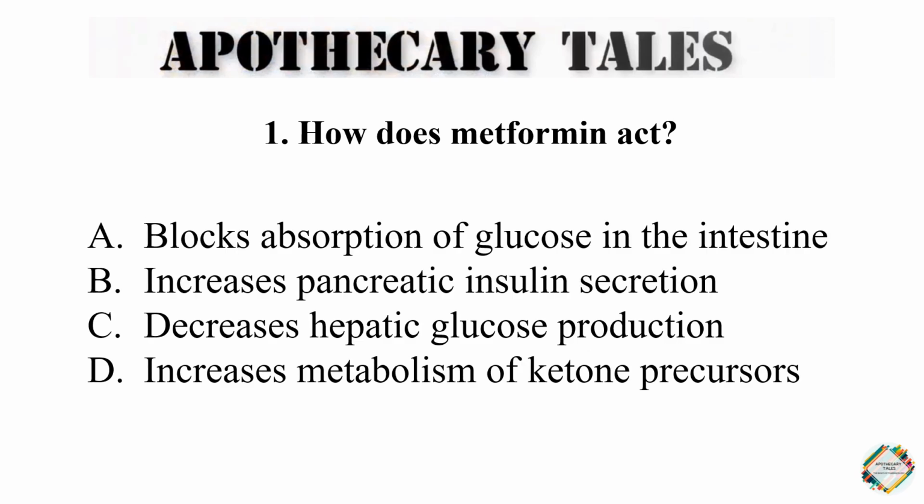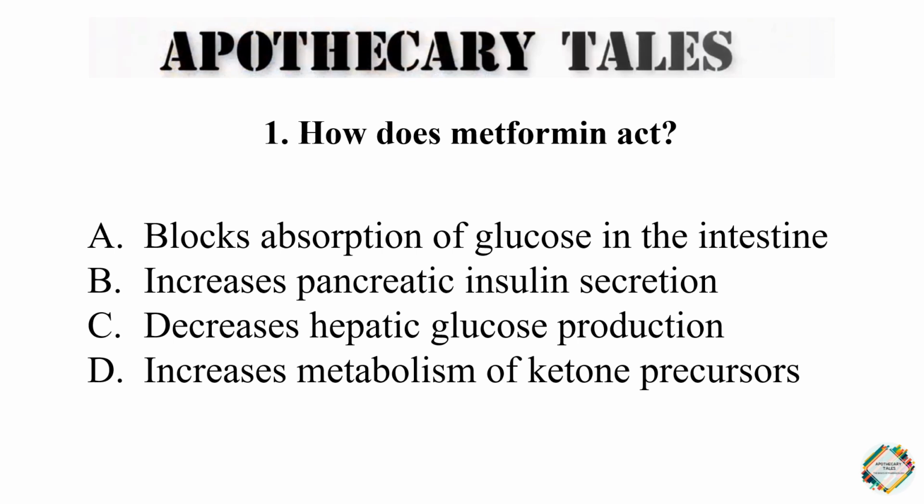So today we're going to go with the second part of the question discussion. So let's quickly look into it. The first question is, how does metformin act? Option A blocks absorption of glucose in the intestine. Option B increases pancreatic insulin secretion. Option C increases hepatic glucose production. Option D increases metabolism of ketone precursors.